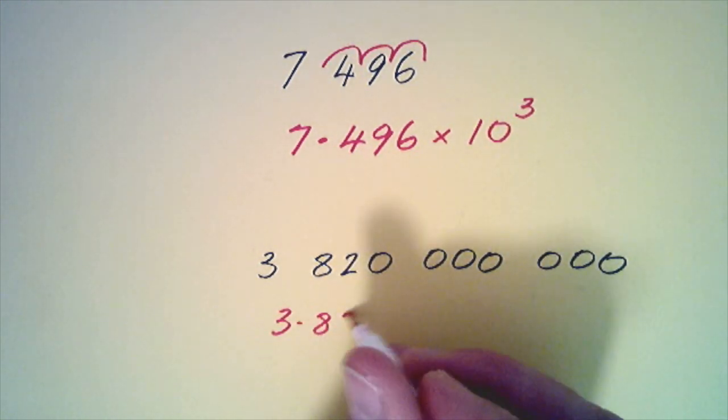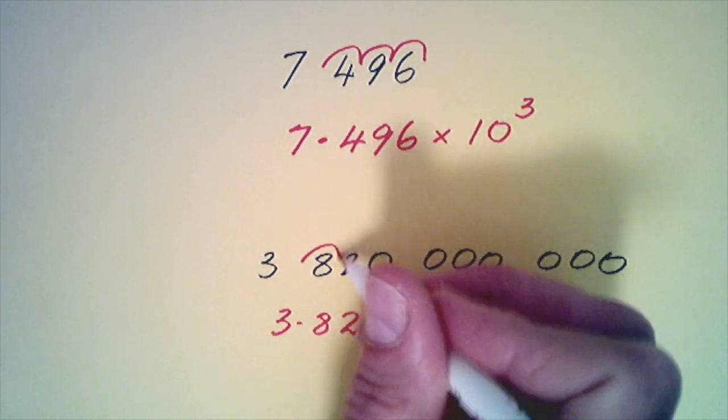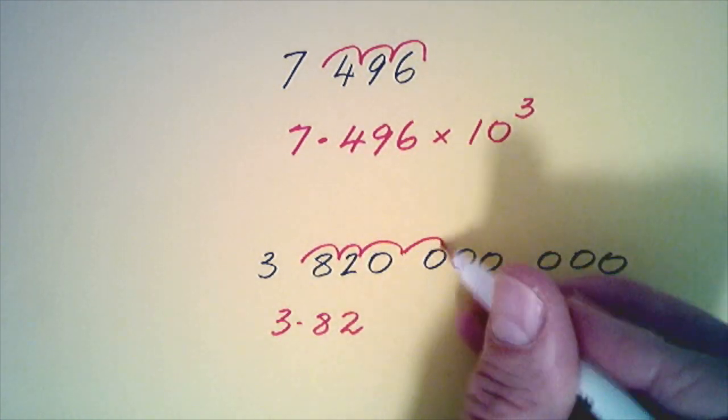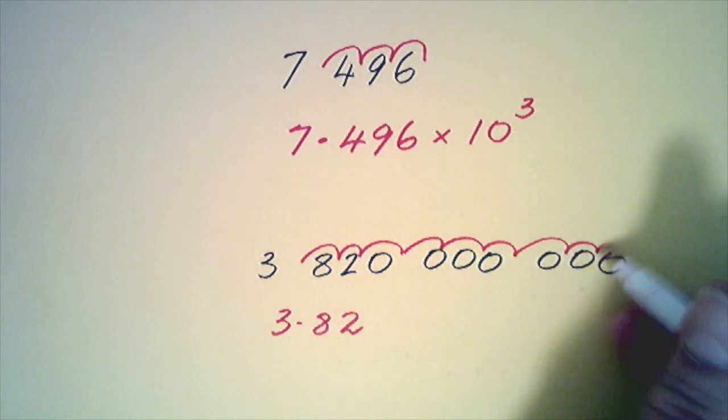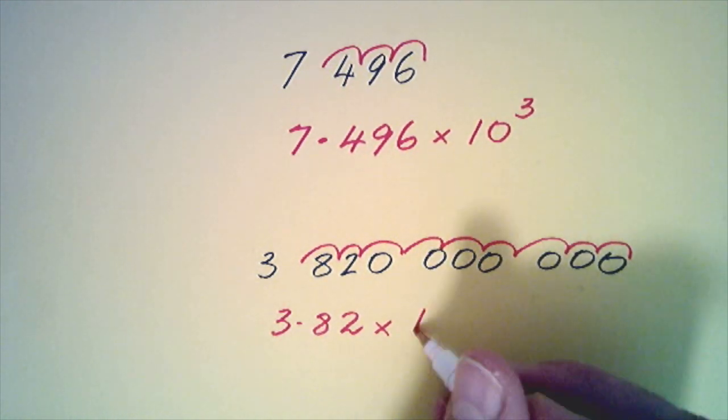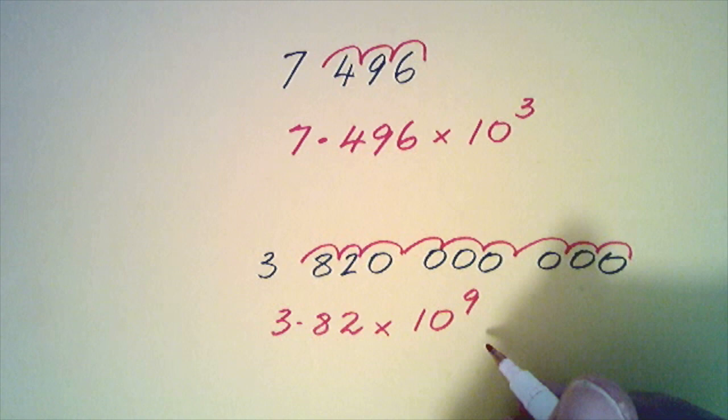In the next example, we express the number as 3.82. The decimal point has to move 9 places to get back to the original number. So we write multiplied by 10 to the power 9.